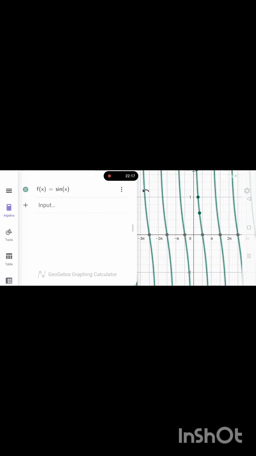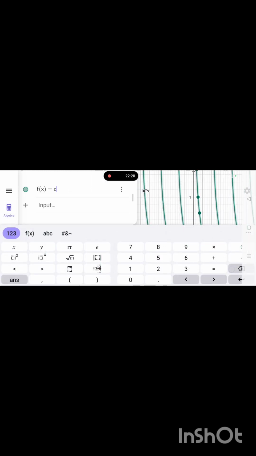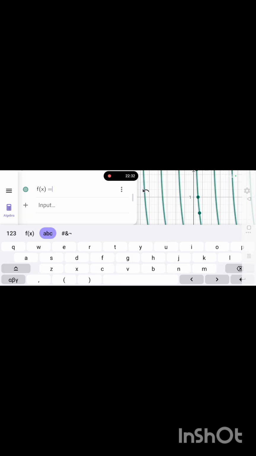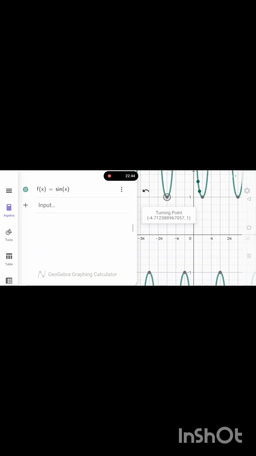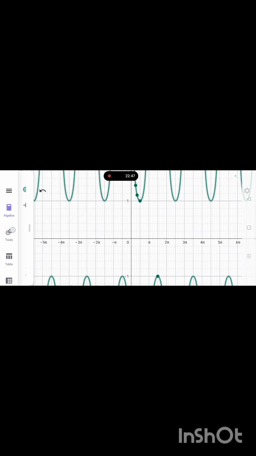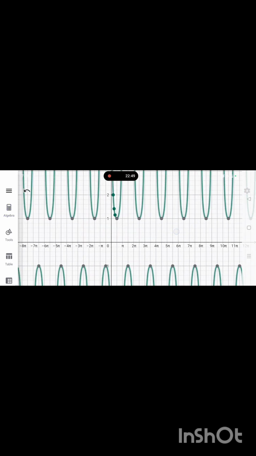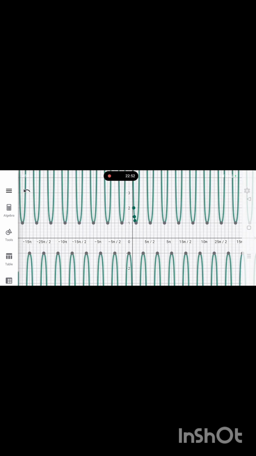Next, I'll show you cosecant. Cosecant and cot are friends, no? Inputs are the same for cosecant and cot, but outputs are different. You will get surprised if you see the cosecant wave. I've given the inputs. See, the cosecant graph will be like this.